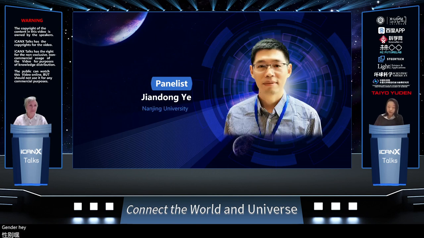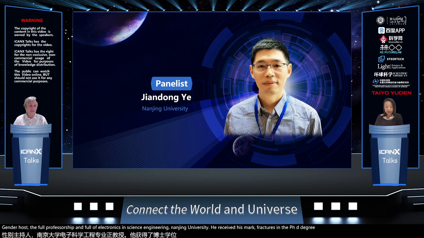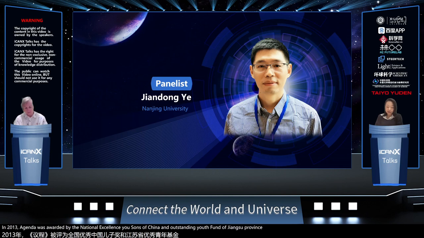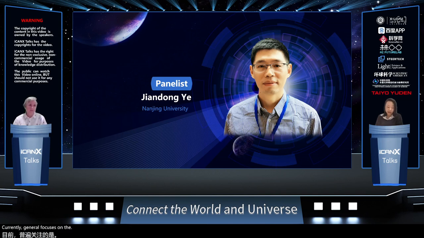Our next panelist is Professor Jian Dong from Nanjing University. Jian Dong holds the full professorship at the School of Electronic Science and Engineering, Nanjing University. He received his bachelor's and PhD degrees at Nanjing University in 2002 and 2006. During 2006 to 2015, he served as a senior research engineer in the Institute of Microelectronics, A*STAR in Singapore, and an Australian Research Council Queen Elizabeth II Fellow at the Australian National University. In 2013, Jian Dong was awarded by the National Excellent Youth Fund of China and the Outstanding Youth Fund of Jiangsu Province. He was funded by the National Key R&D Project of China and the National Natural Science Foundation of China. Currently, Jian Dong focuses on the research of ultra-wide bandgap oxide semiconductor materials and devices.